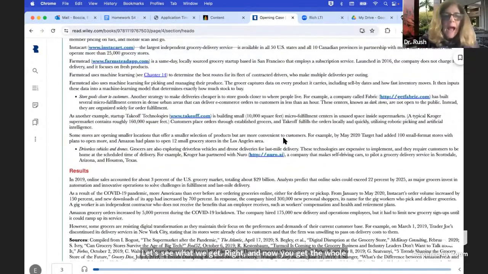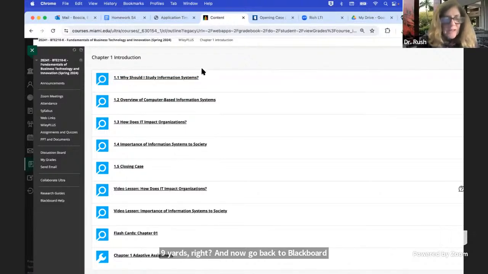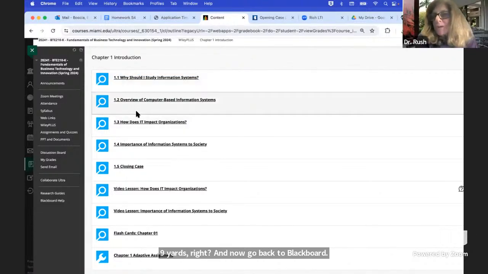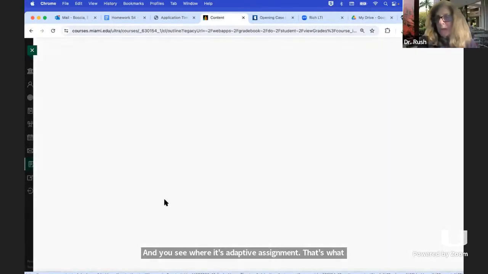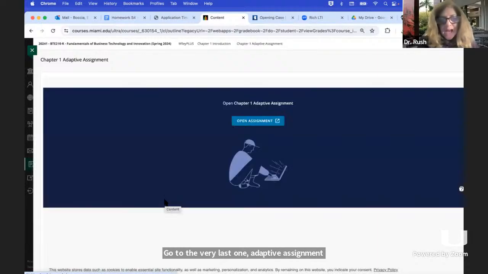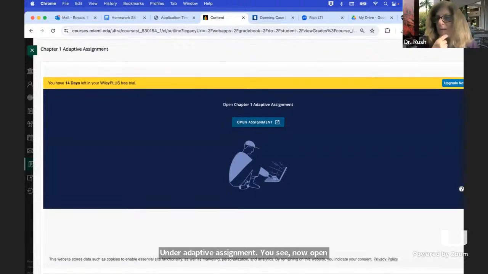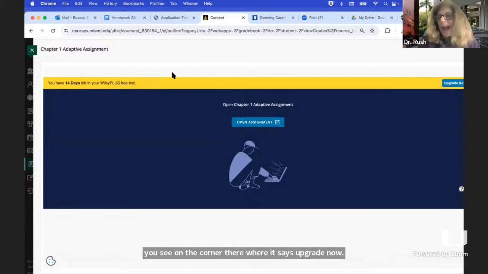And now go back to Blackboard. And you see where it's adaptive assignment. That's what you're going to be doing next week. Go to the very last one, adaptive assignment. And under adaptive assignment, you see now open assignment. And you see on the corner there where it says upgrade now. Do you see that? Everybody see that? So before the 14 days, then you can upgrade now. But I like everybody to do 14 days. You never know what's going on.